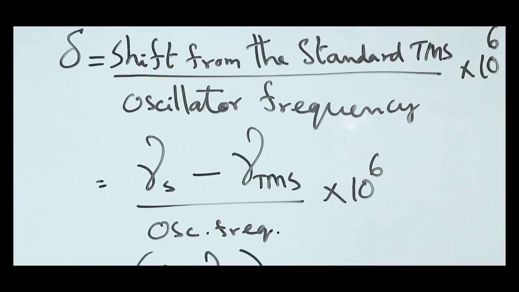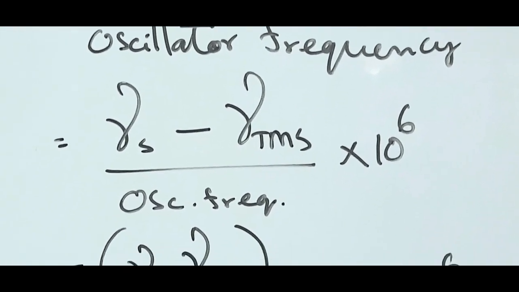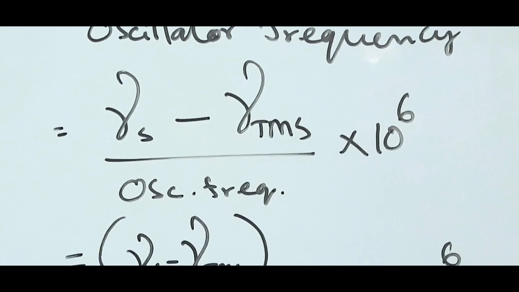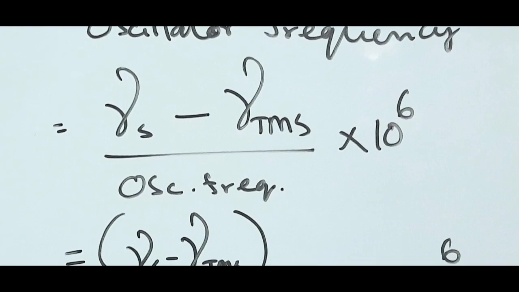Shift from the standard TMS means the frequency of the sample from TMS. The frequency of TMS is assumed as 0. From the graph the microprocessor will calculate from the location. So, chemical shift delta is given by frequency of the sample minus frequency of TMS, tetramethylsilane, divided by oscillator frequency, into 10 to the power 6.